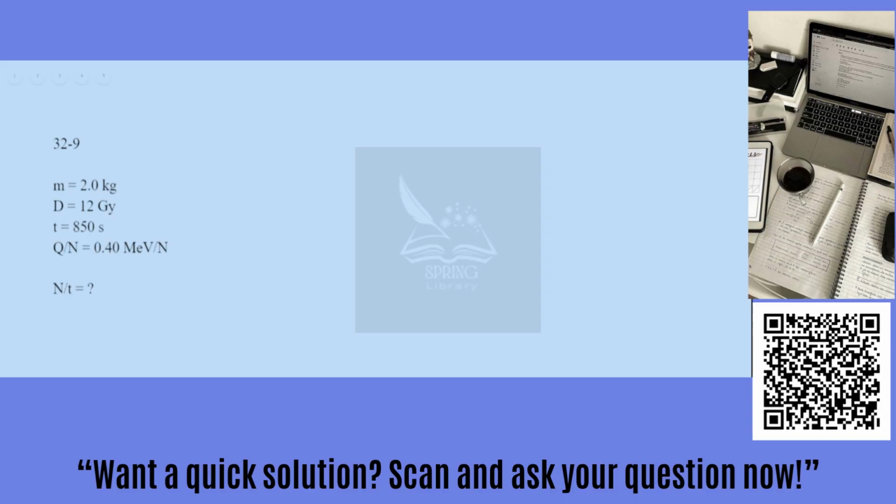Question 9 in our book states that a 2-kilogram tumor is being irradiated by a radioactive source. The tumor receives an absorbed dose of 12 gray in a time of 850 seconds. Each disintegration of the radioactive source produces a particle that enters the tumor and delivers an energy of 0.40 MeV.